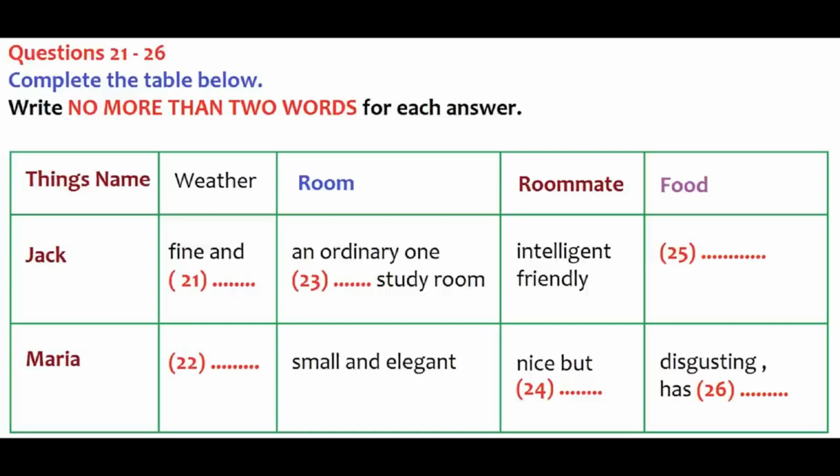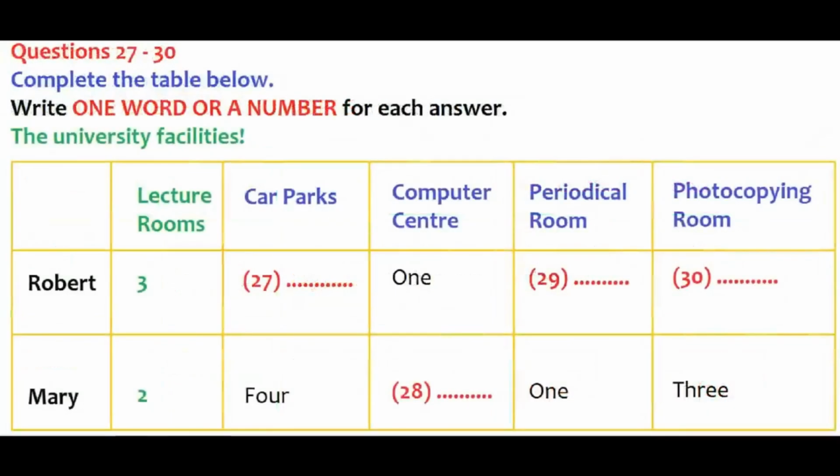Ellen, a student union officer, is conducting a survey about the university facilities. She is asking 2 students about their opinions. Before you hear the rest of the talk, you have some time to look at questions 27 to 30.